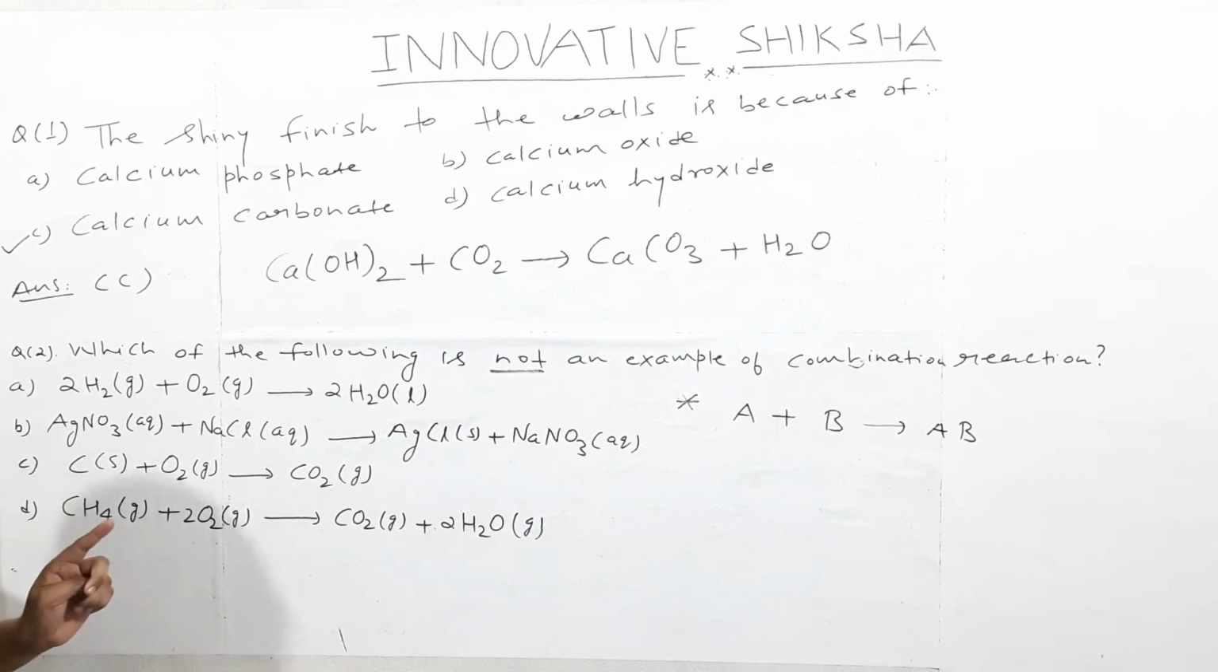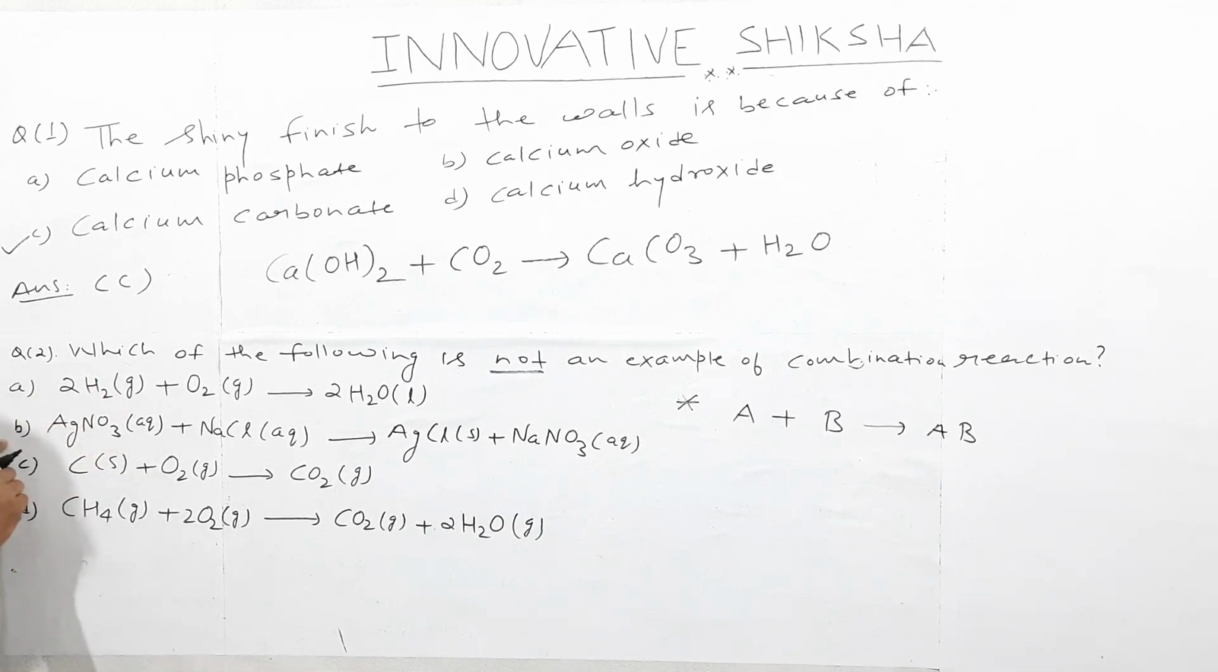So what will be our answer? We can very easily see that out of these four options, option number B is not an example of combination reaction, because it is an example of double displacement reaction. So option number B is the correct answer for question number 2.